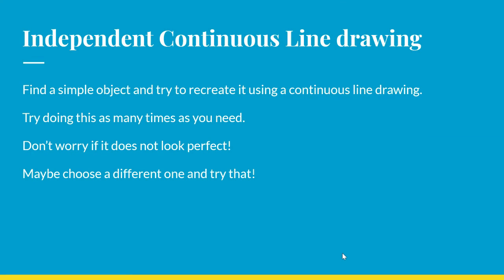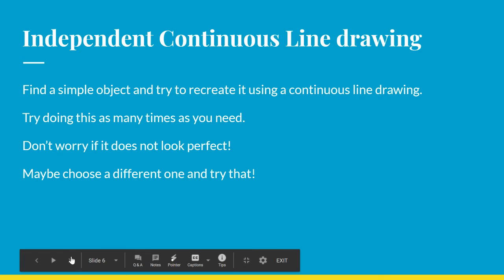You are going to do what I call independent continuous line drawing. You're going to find a simple object. Don't try to do animals. They tend to move too much. It's really hard. Just recreate it using one line without moving your pencil from the paper. It might look like a scramble and a scribble. That's okay. Maybe you do it a couple times until it looks the way you want it. If it doesn't look perfect, that is fine. That's why we love scribbles. Maybe choose a different one.